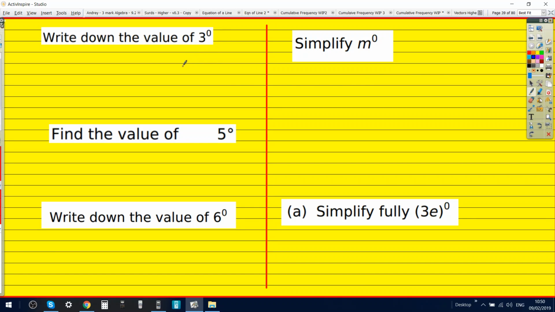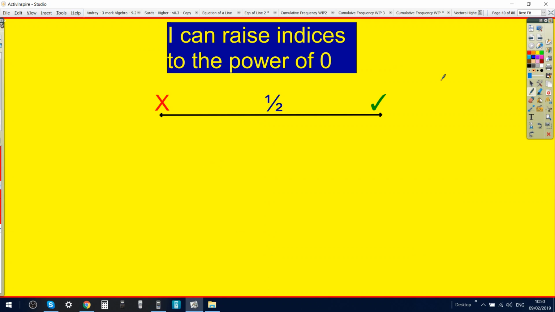So 3 to the 0? Would it just be 3? Oh no, 1. Sorry. 5 to the 0? 1. M to the 0? No, 1. Sorry. Is that just 1 as well? Yep. I can raise indices to the power of 0. Yeah, tick.